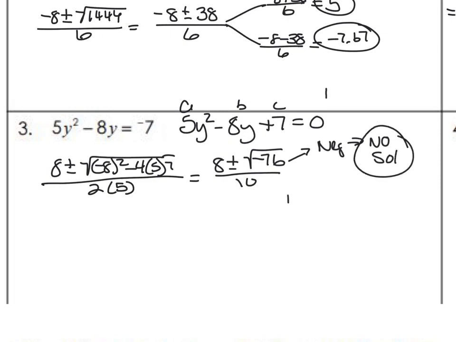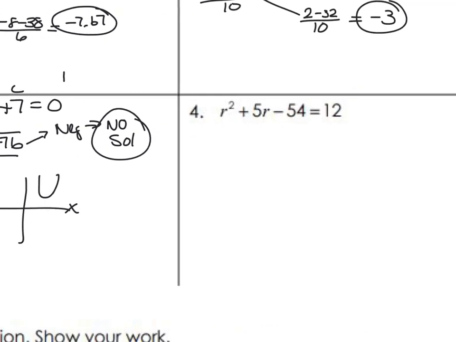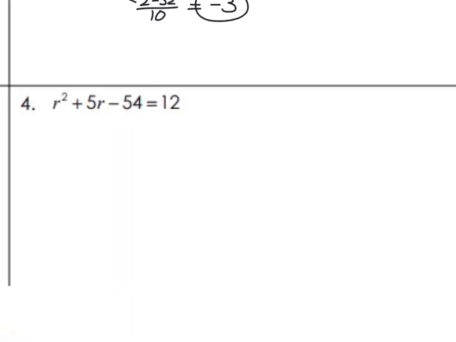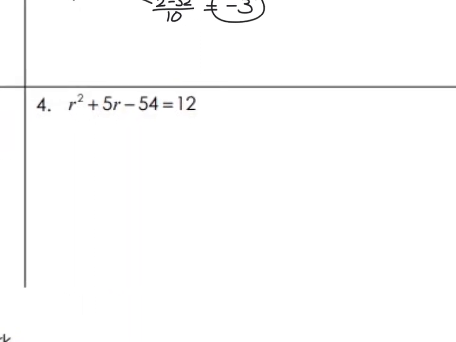Okay, so that means if we were to graph that, it's never going to cross the x-axis. That's why there's no solution. There are no x-intercepts. All right, set this one to 0. r squared plus 5r minus 66 equals 0. So 1 is A, 5 is B, C is negative 66.